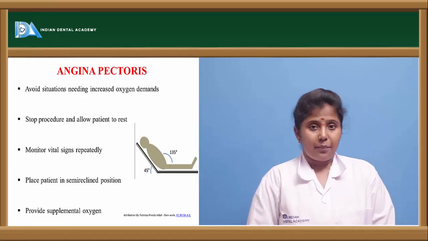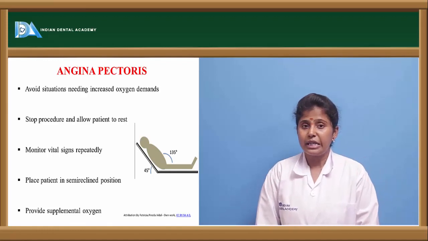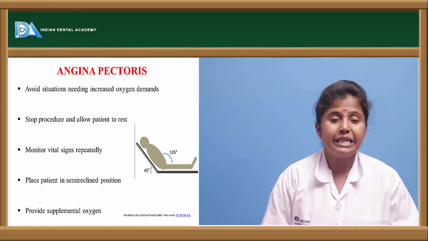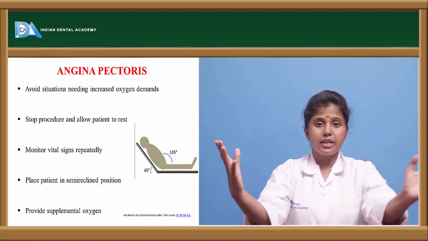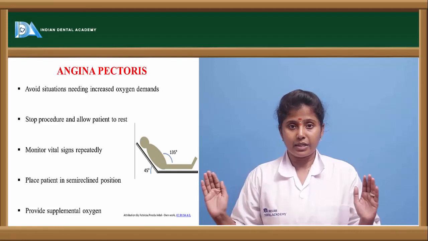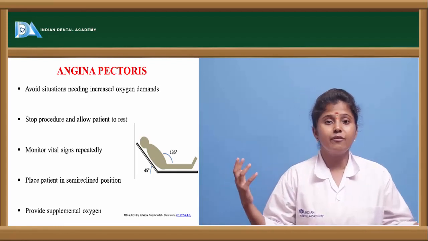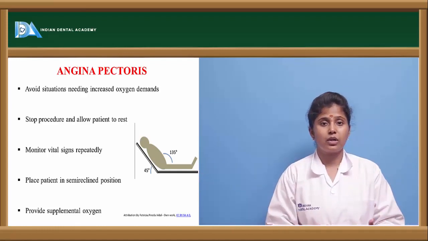The other one is angina pectoris. How can an angina pectoris emergency be treated in the dental office? Here, avoid situations needing increased oxygen demands. If a person is suffering from angina, then the person should have proper oxygen supply. So his environment should not be restricted. We should have proper ventilation around him.